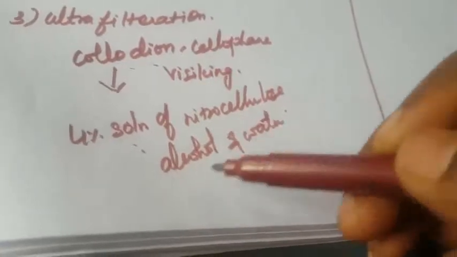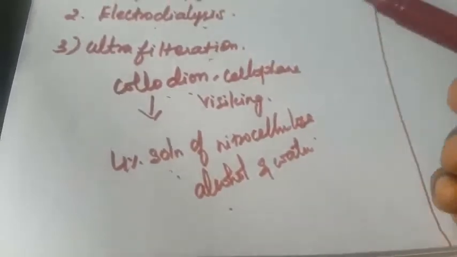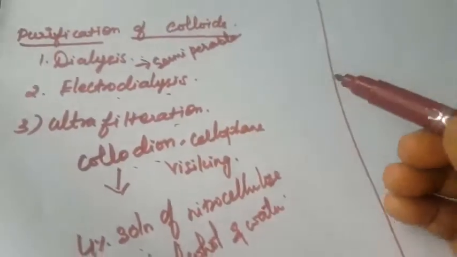What does collodion mean? It is a 4% solution of nitrocellulose in alcohol and water. This is another method of purification of colloids. So there are three methods: dialysis, electrodialysis, and ultrafiltration. This is called purification of the colloid.